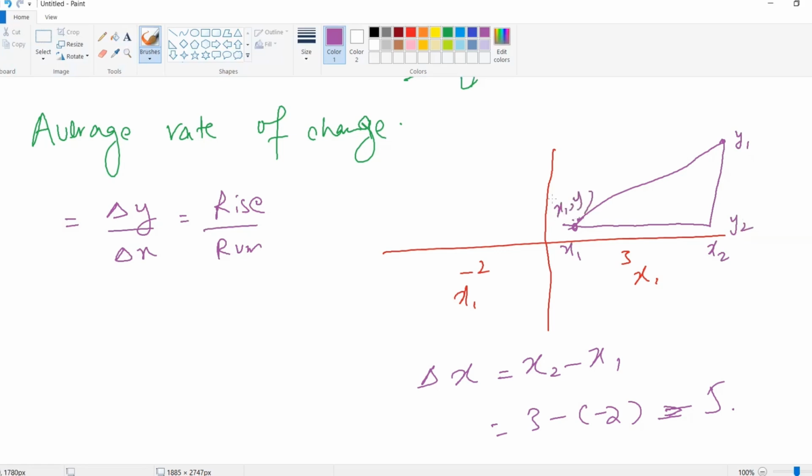x1, y1. This is y1 and this is y2, and x2, y2. Is it clear? So the average you're going to find by y2 minus y1 divided by x2 minus x1. Got it?